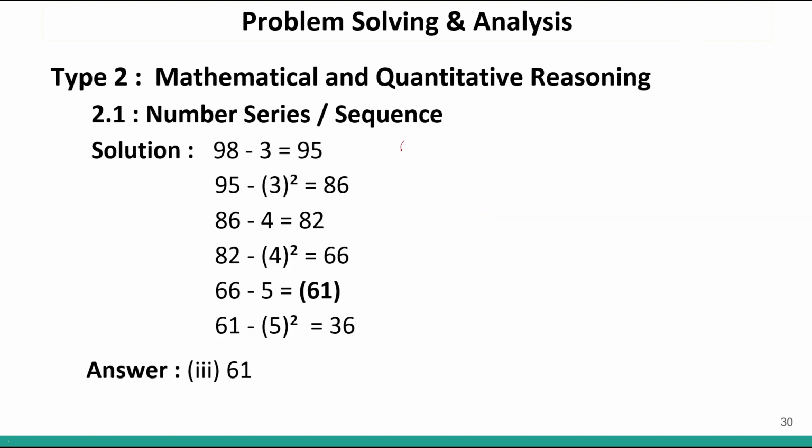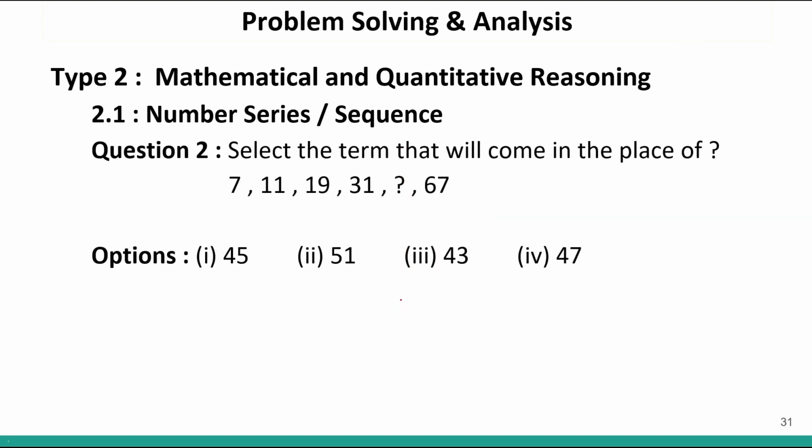Okay, here is the solution. Now, question number 2. Select the term that will come in place of this. 7, 11, 19. Similarly, if I see, here is addition of 4. Here is addition of 8. Here is addition of 12. So I can see this is clearly addition of 4 table. 4 into 1, 4 into 2, 4 into 3. So now I will add 4 into 4, that is 16.